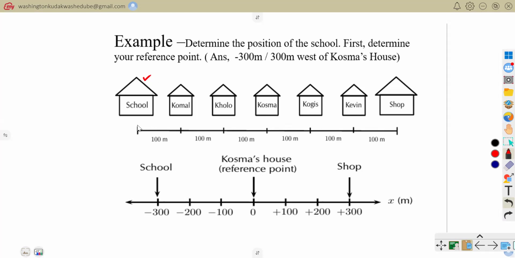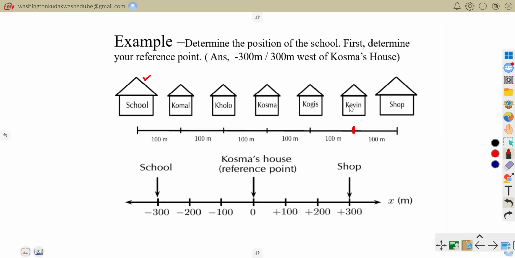But for us to determine the position of the school, we need to determine our reference point. To what reference is this position situated? For example, if I start with Kevin's house, I can say that the school is situated west of Kevin's house. Meaning the direction in which the school is situated is westward of Kevin's house. However, that is not enough.